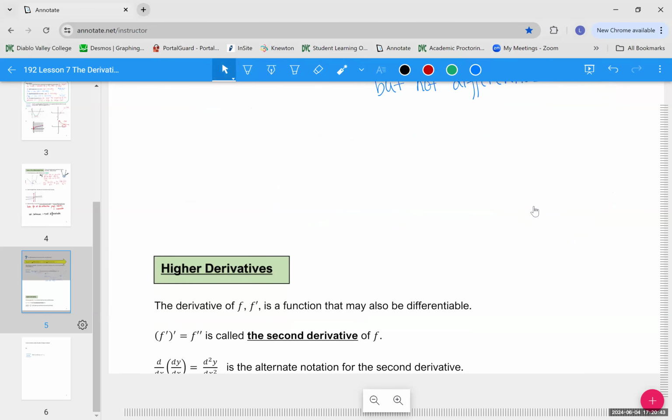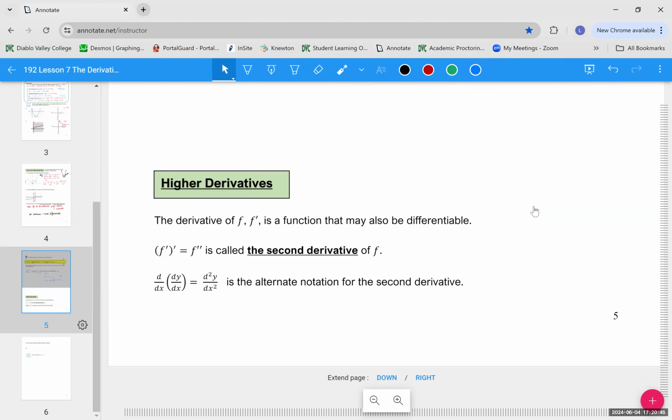Okay, and then last but not least in this lesson, we're quickly going to talk about higher derivatives, which is basically a derivative of a derivative. You can take another derivative. So f prime prime, the derivative of f prime, which we write this way. Now it's got two tick marks, like quotes, and we call it f double prime. It's called the second derivative of f.